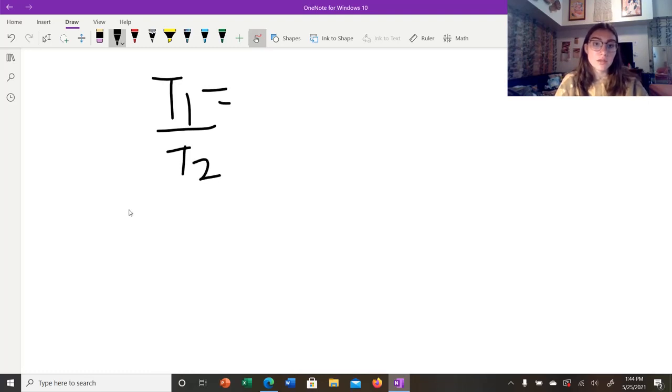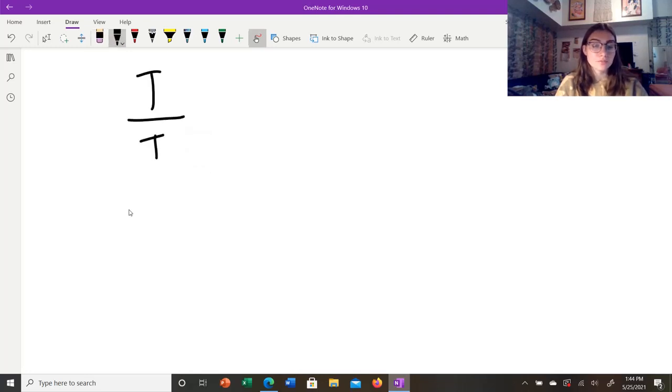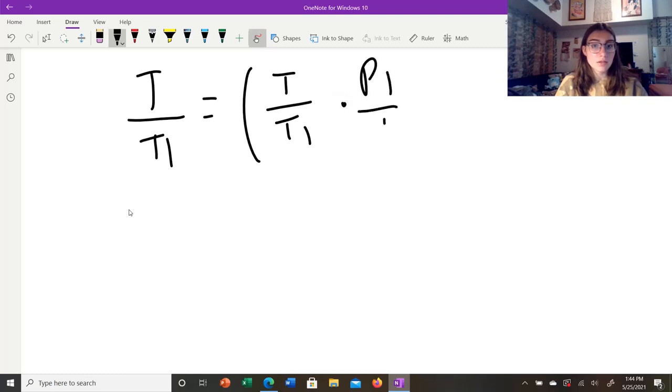So we have T1 over T2, but that's not quite right. It should be T over T1. Yeah, let me fix that. So T over T1 equals T over T1 times P1 over P. We just did a little rearranging, and it's still to the power of the negative R over CV.